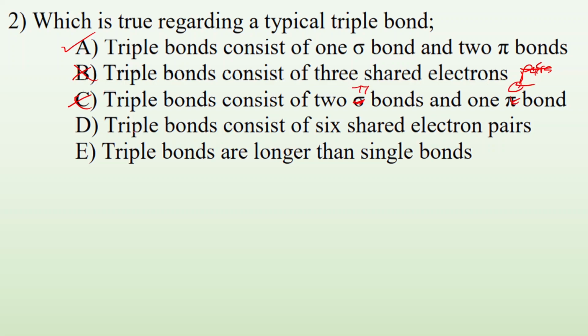Triple bonds consist of 6 shared electron pairs. No, so close. 6 electrons, but not electron pairs. Too bad for that one. Triple bonds are longer than single bonds. Nope. Right? If they switch those around, that would be true. So the answer is A.